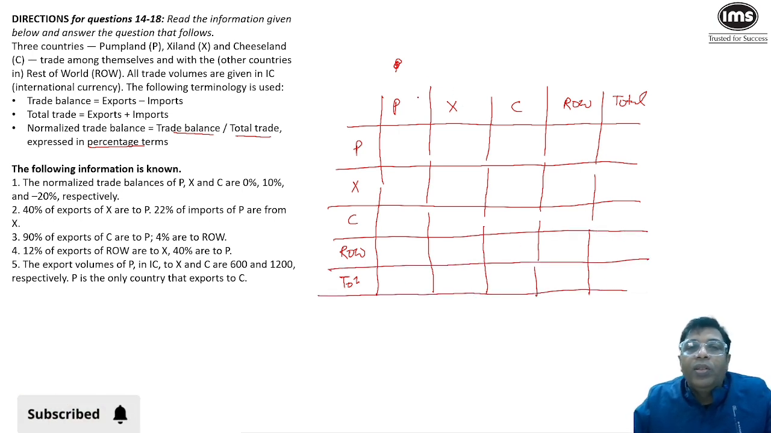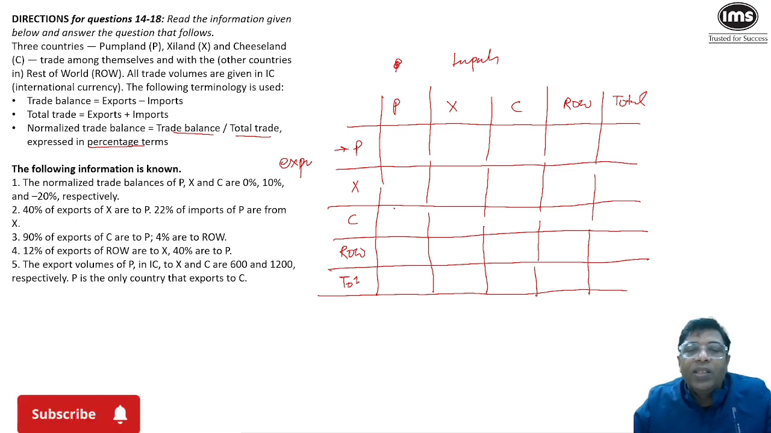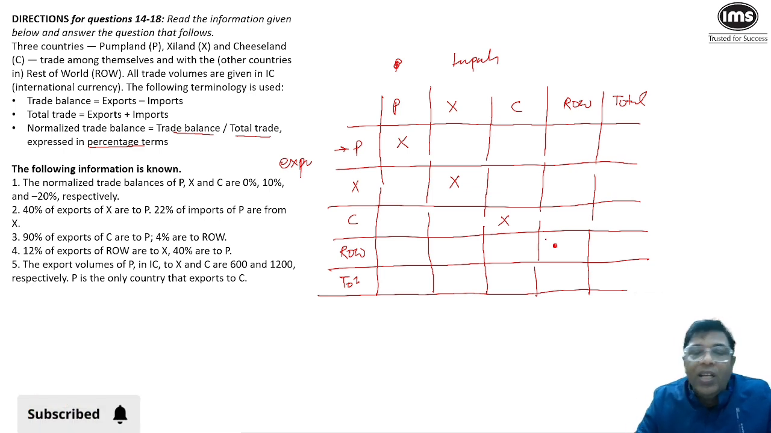Now, if you look column wise, here I will take import and here I'll take export. Like P, how much it is exporting to X, C, ROW, I will write row wise, and how much import P is doing from other countries, that I'll write column wise. Now this I am putting a cross because P cannot export or import from its own country. Same is true with X and C. But ROW can, because in ROW there are so many countries, so they can also trade between themselves. So I'm just putting a dot over here. This could have some values.